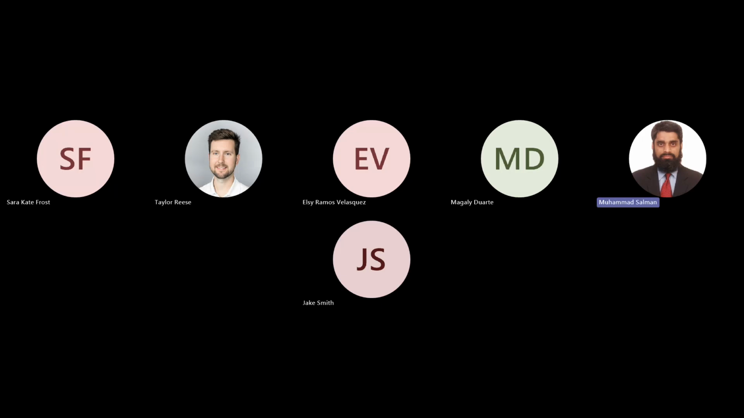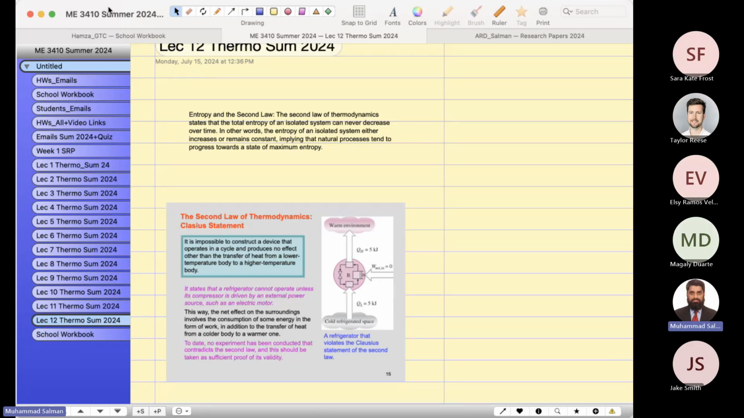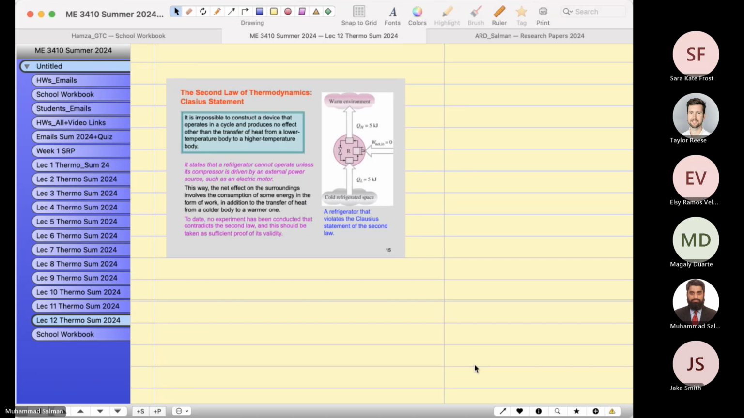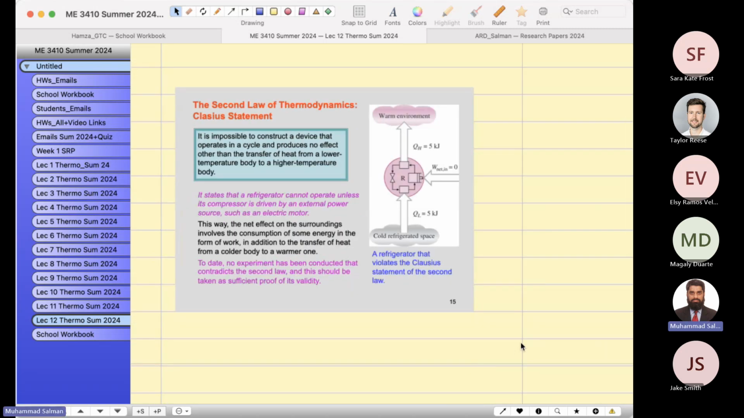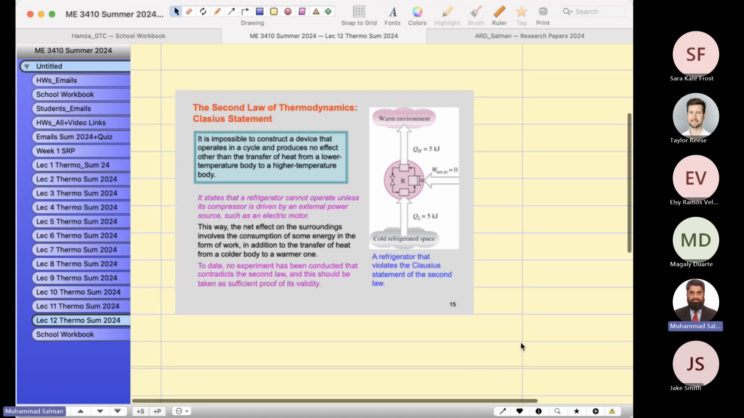So this is our following slide. The second law of thermodynamics. It is impossible to construct a device that operates in a cycle and produces no effect other than transfer of heat from a lower temperature body to a higher temperature body.